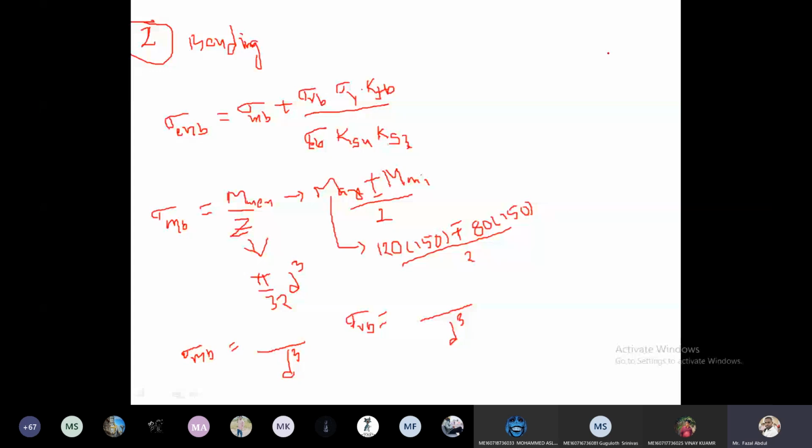What is the answer? Make it fast. Mean bending is 294. 294 means I'm writing 300, round figure 300. How much did you get? 294.52. I'm taking 300. Variable, how much?